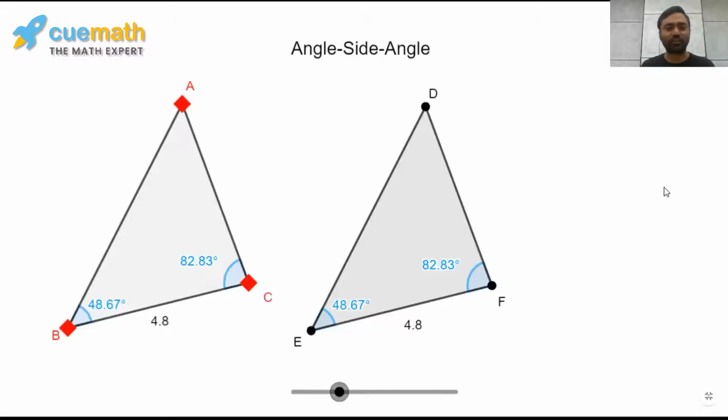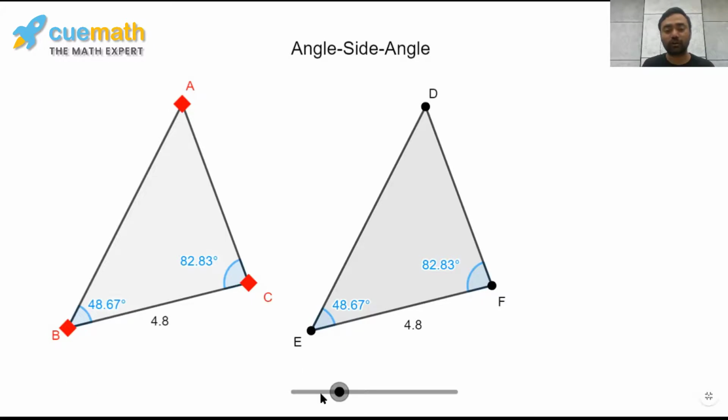So the next congruency criteria is the angle side angle criteria, or the ASA criteria, where we see that two angles of one triangle and the included side are equal to the corresponding two angles and the included side of the other triangle. As we observe here in triangles ABC and DEF, the equal angles are angle B equal to angle E, angle C equal to angle F, and the included side between the two angles is BC, which is equal to the included side of the other triangle, EF.